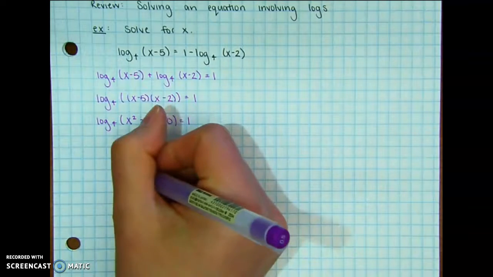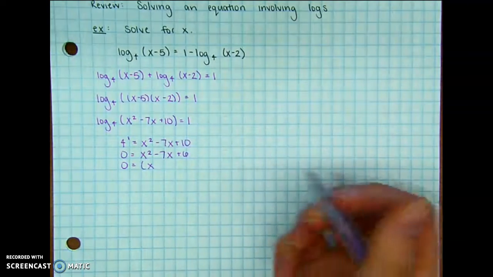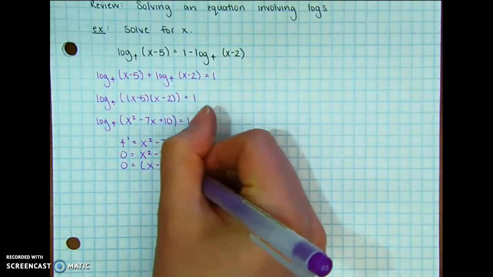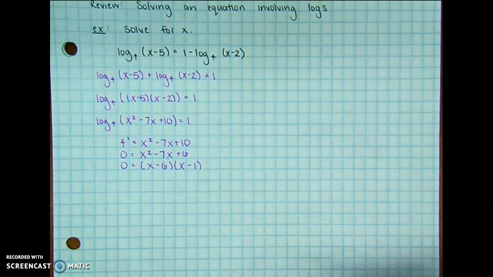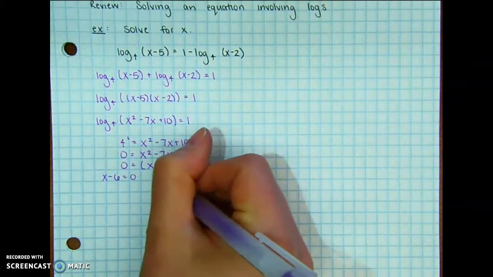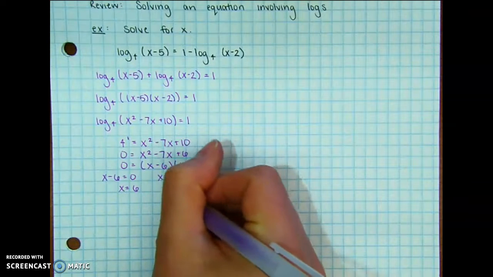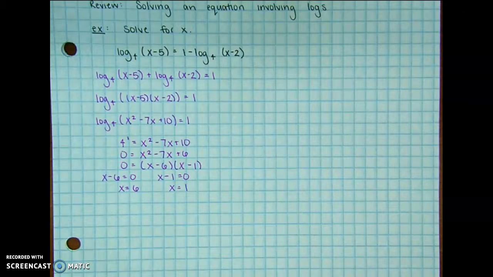And now I can factor. This factors super nicely, right? What multiplies to 6 and adds to negative 7? That's going to be negative 6 and negative 1. Then I can use the zero product property to set each factor equal to 0, and we get x equals 6 and x equals 1. And if you think we're done, you are unfortunately incorrect. We are not done because logarithms, remember, cannot be negative. So we need to do a check and make sure that these solutions work.